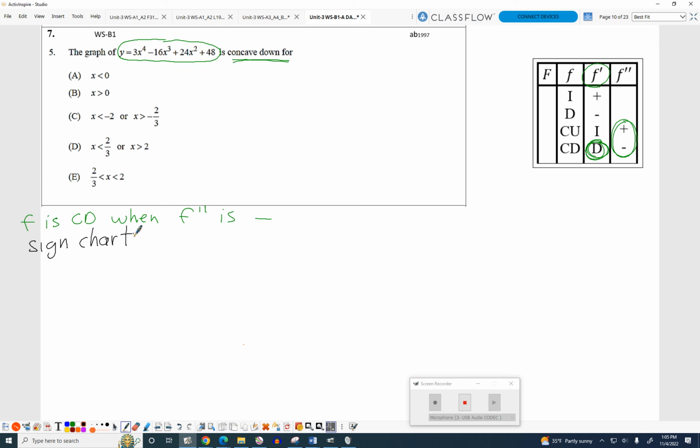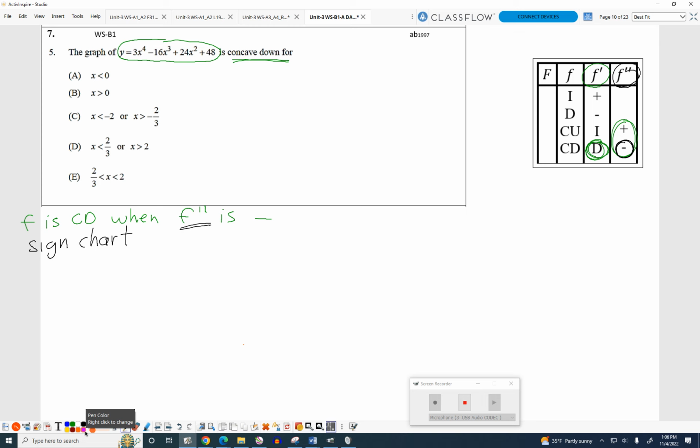Cool. So we need a sign chart of F double prime because we want to figure out when the sign of F double prime is, in this case, negative. That's our goal. Questions? Awesome. So this is why I always say, can't do unit 3 unless you can do unit 2, because the first thing you got to do is find the derivative of that thing. Find the derivative or the double derivative? Second derivative.